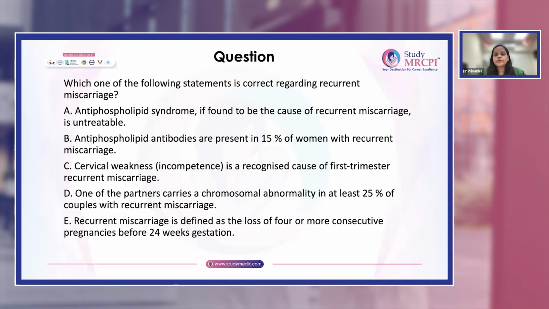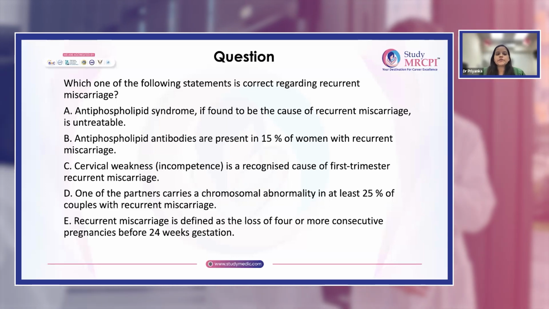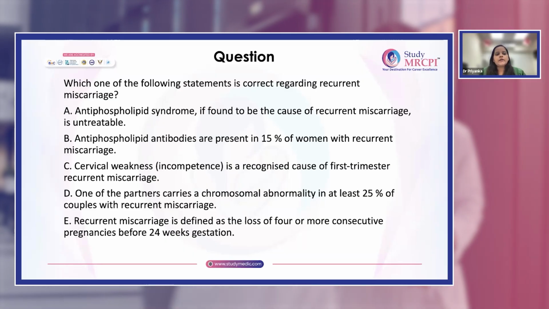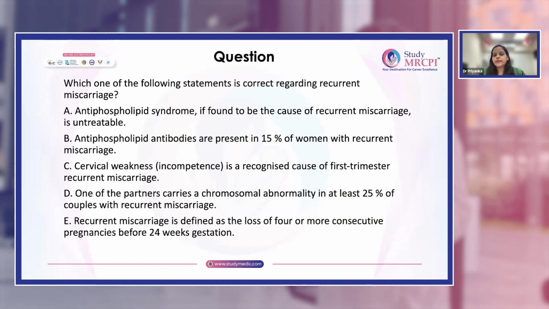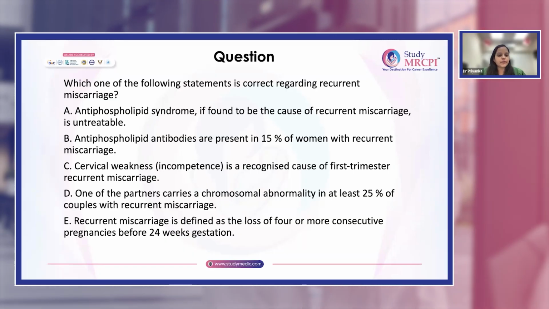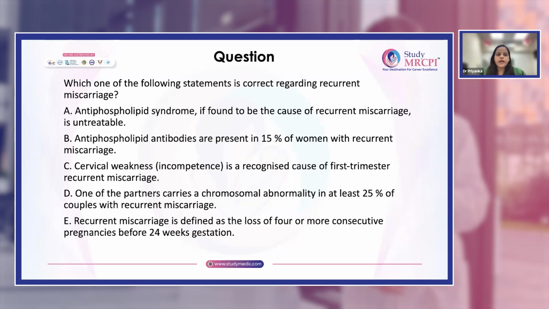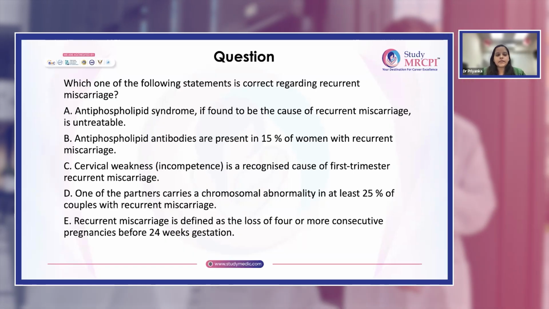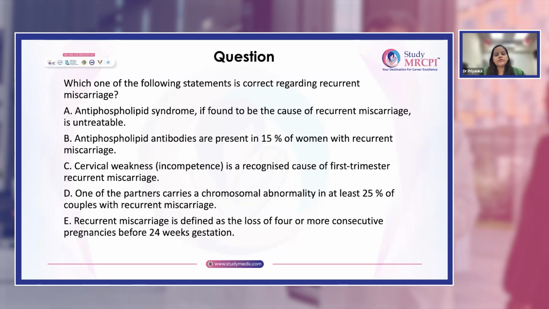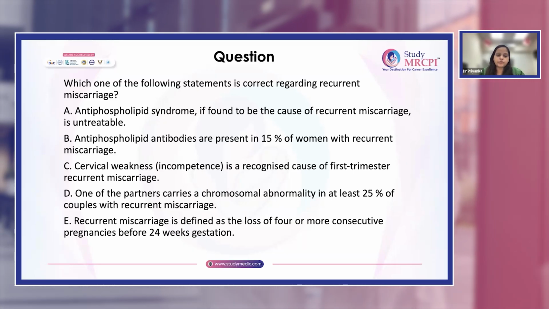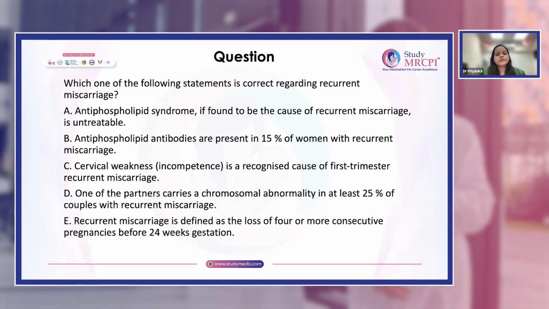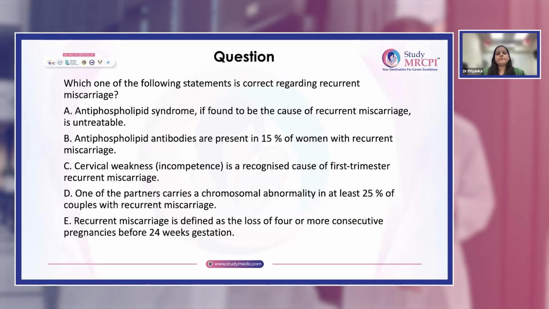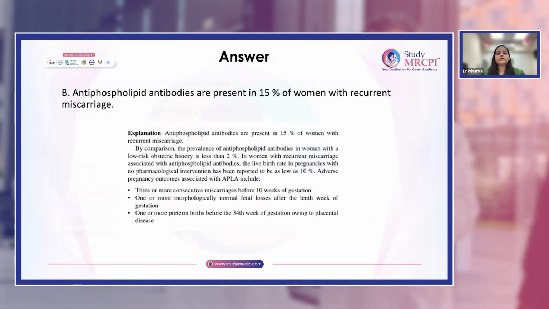Cervical weakness is a recognized cause of first trimester recurrent miscarriage. No, cervical weakness is a recognized cause of second trimester recurrent miscarriage. One of the partners carries a chromosomal abnormality in at least 25%. No, it is at least 5 to 10% of couples with recurrent miscarriage. Recurrent miscarriage is defined as loss of 4 or more consecutive pregnancies. According to the Irish guidelines, recurrent miscarriage is defined as loss of 2 or more. Some bodies may say 3 or more, but the Irish guidelines say 2 or more consecutive pregnancy losses, and we can label them as having recurrent pregnancy loss.